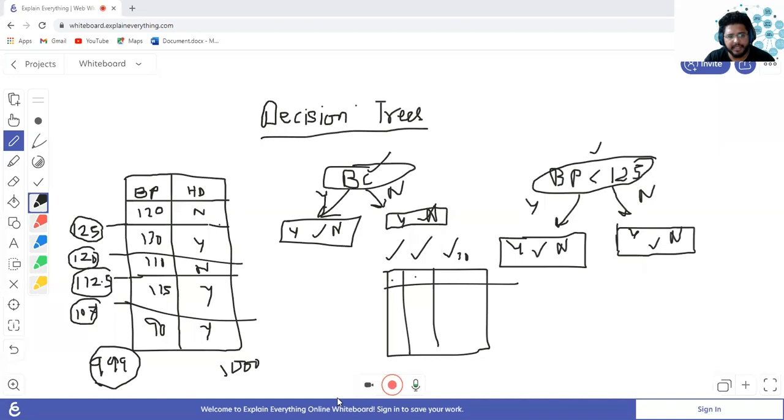We can also combine these two and have a combination. So like in this, we can have one more parameter, and that is like blood pressure and, no, blood pressure and say blood glucose. And this is like a yes, no kind of thing.